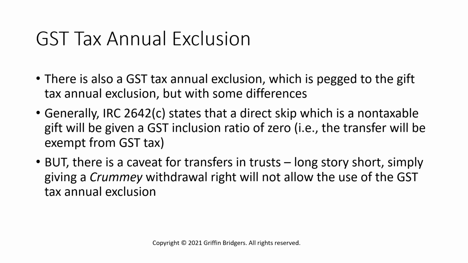Now, there's also a GST tax annual exclusion, which isn't an annual exclusion per se. It's more set forth in Code Section 2642, which states that a direct skip, which is a non-taxable gift, will generally be given a GST inclusion ratio of 0. In other words, that transfer, if it's not a taxable gift, will also be exempt from the GST tax by virtue of that 0 inclusion ratio. But there is a caveat that says transfers in trusts don't automatically meet that rule.